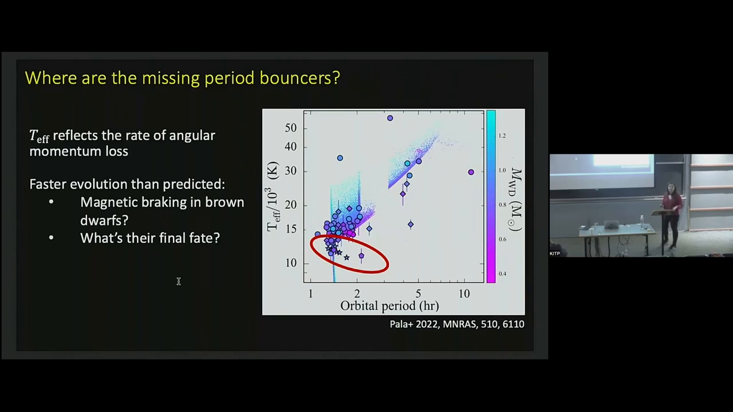Can it be magnetic wind braking in brown dwarfs? I don't know. And also, if this is a possibility, what's the final fate for these binaries? What do they become? Do they become detached white dwarf, brown dwarf binaries? And we should find them more or less at this orbital period? I have no idea. So this is a possibility, but there is also an alternative.